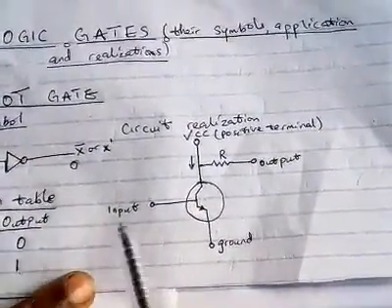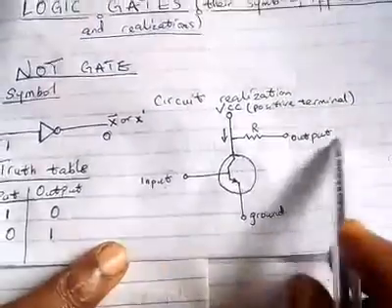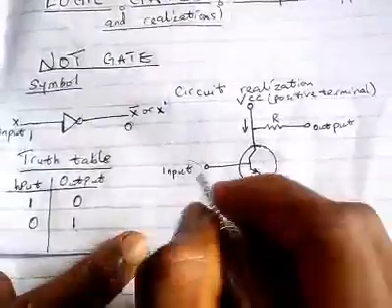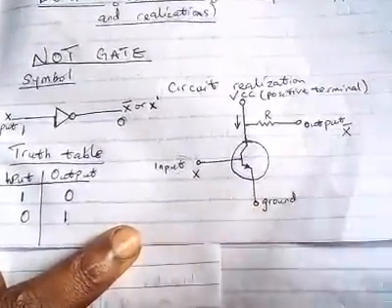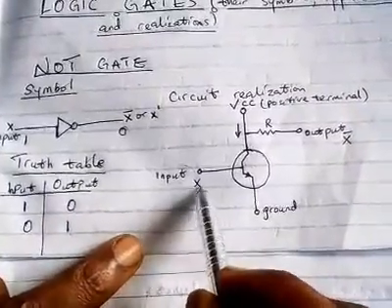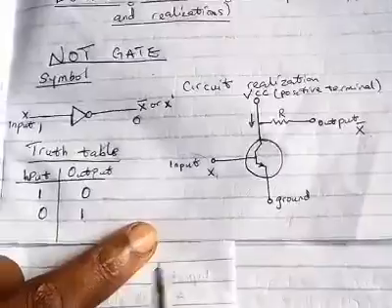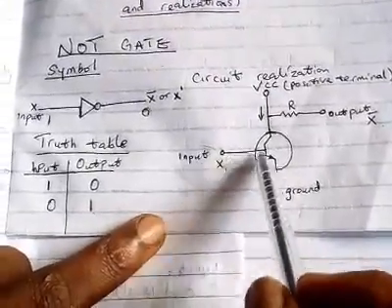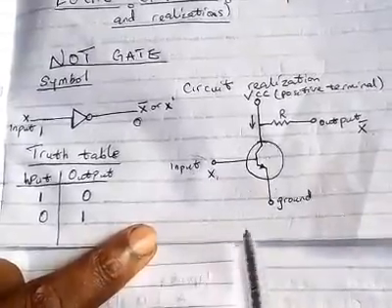Now this is the input, and then the output, this is it. So we can call this x and we can call this x bar. Now if we input 1, we are supposed to get 0 here. Now how do we get that? This is a transistor. Now this is the best way to represent this NOT gate.